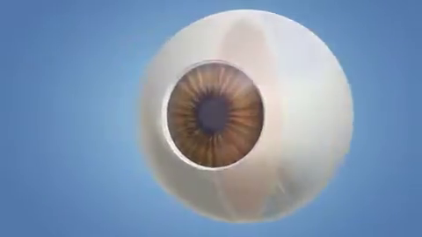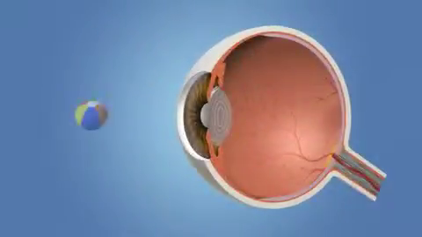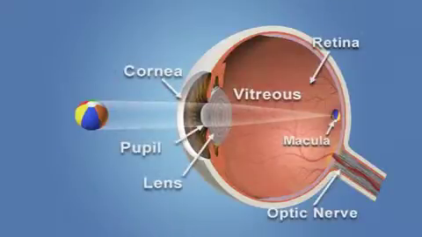Visual processing is often compared to a camera. Our eyes have a lens that focuses light onto the retina, the light-sensitive tissue lining the back of the eye. An optic nerve carries the images to our brain. Our brain processes the images into what we experience as vision.